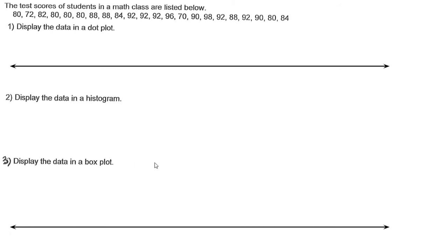So the first one is, let's do it in a dot plot. When you do it in a dot plot, you look at your smallest number, which is 70, and your biggest number, which is 98. And you're going to draw a number line. Since it goes all the way from 70 to 98, I probably would like to count by twos on my number line. Okay, once you have your number line drawn, you're going to start putting your data values above each number, however many times it's represented.